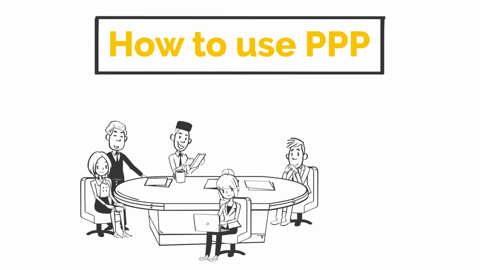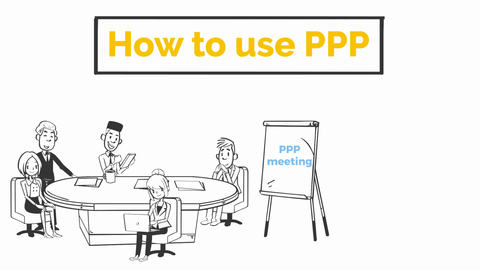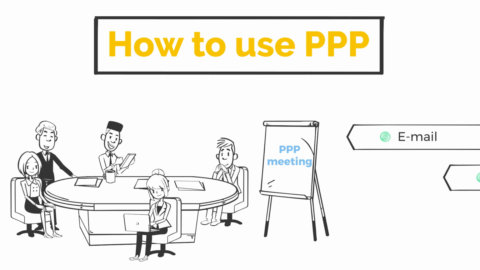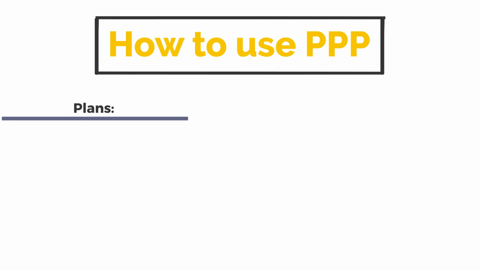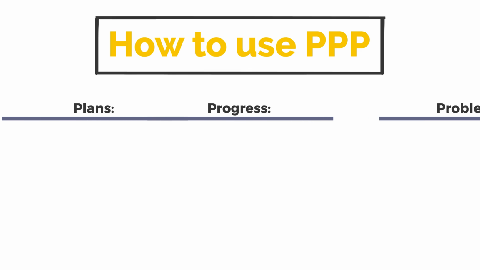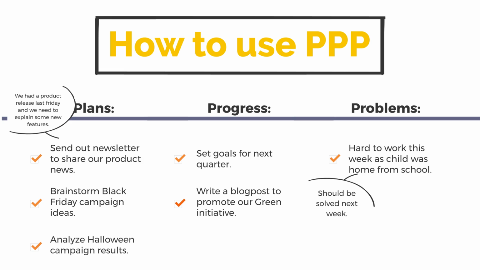It is important that your team members all use the same tool to communicate their weekly PPPs. This could be email, a chat program like Slack, or a Google Doc or Excel sheet that everyone has access to. You can use the PPP categories as headings, and under each, list the items by bullet points. You can also add additional comments under each item if your team needs more specific information.